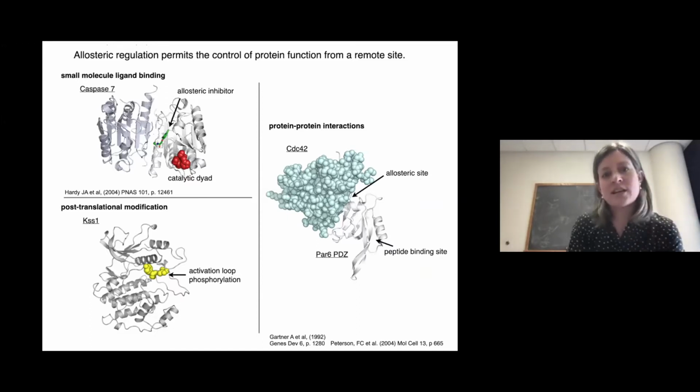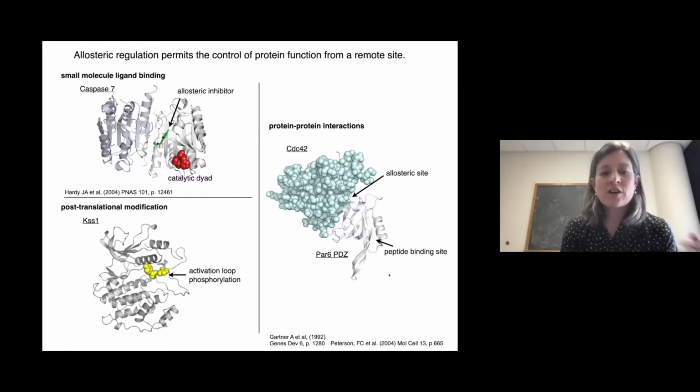And here I'm showing three examples of different allosteric mechanisms, right? So you could have allostery that works through something like small molecule ligand binding. So for example, here there's an allosteric inhibitor that modulates catalytic activity over here. You can have allosteric regulation that works through post-translational modification. So you could have a phosphorylation or some other kind of PTM that comes in and then modifies activity. Or you can also have allostery that is modulated through protein-protein interactions, right? So in this case, this CDC42 GTPase comes in and binds to this little PAR6 PDZ domain, and it's known that this binding modulates peptide binding affinity over here.